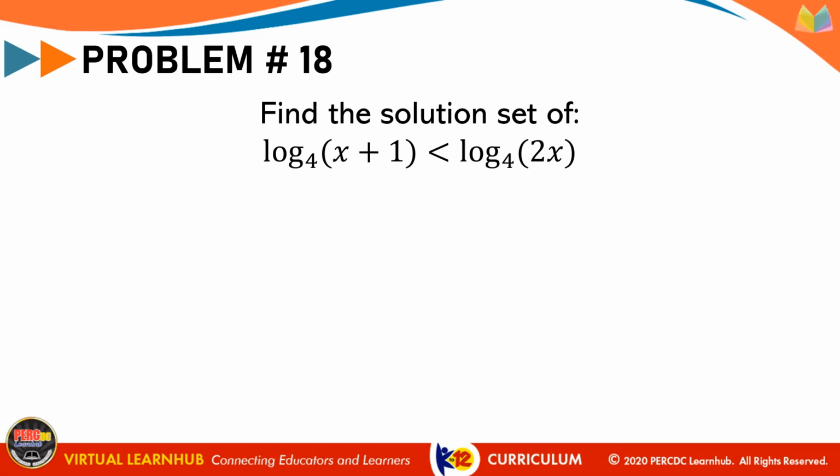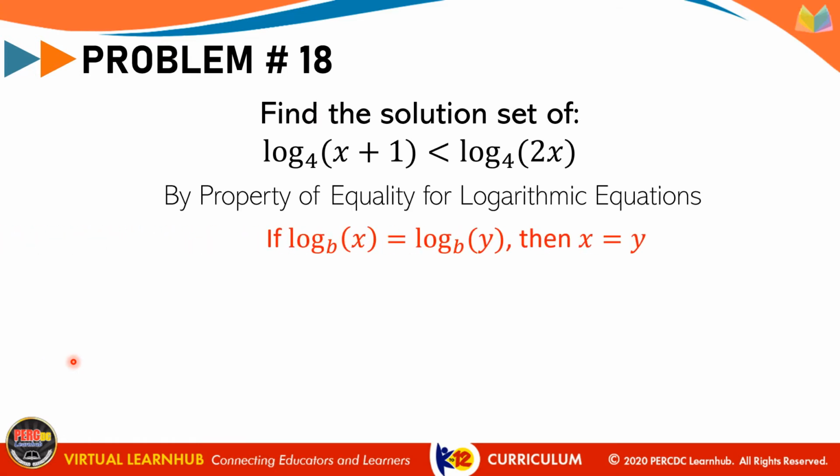Problem number 18. Find the solution set of log of x plus 1 to the base 4 is less than log of 2x to the base 4. In this problem, let me introduce to you the property of equality for logarithmic equations. If we have log of x to the base b, that is equal to log of y to the same base b, then we can say that x is equal to y. We should take note that both logarithms should be expressed with the same base.